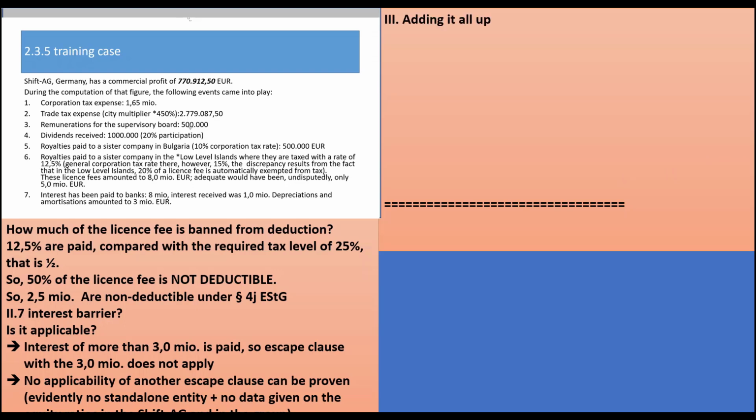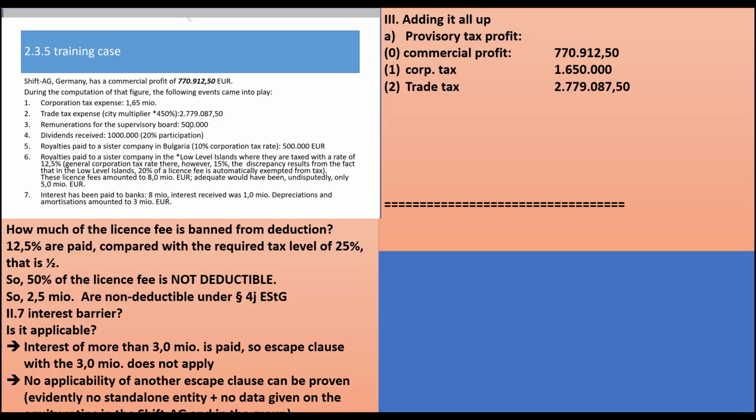So let's first add everything up. Here we have the first step, provisory tax profit. That was a commercial profit of 779,1250. Corporation tax is added back, trade tax is added back.